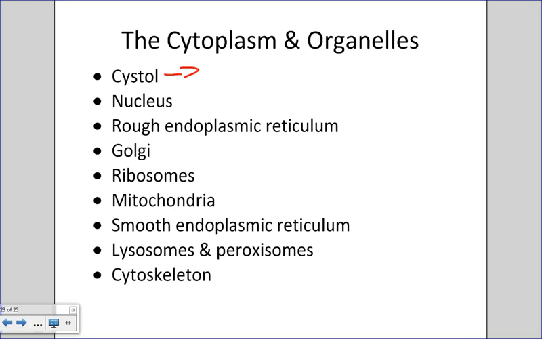We said that cells have a plasma membrane. We said that cells have organelles in the cytoplasm, and then we said that the nucleus is a big important entity within the cell as well. All right, and think of the cytosol as basically the water and the non-living components that you find within the cell.